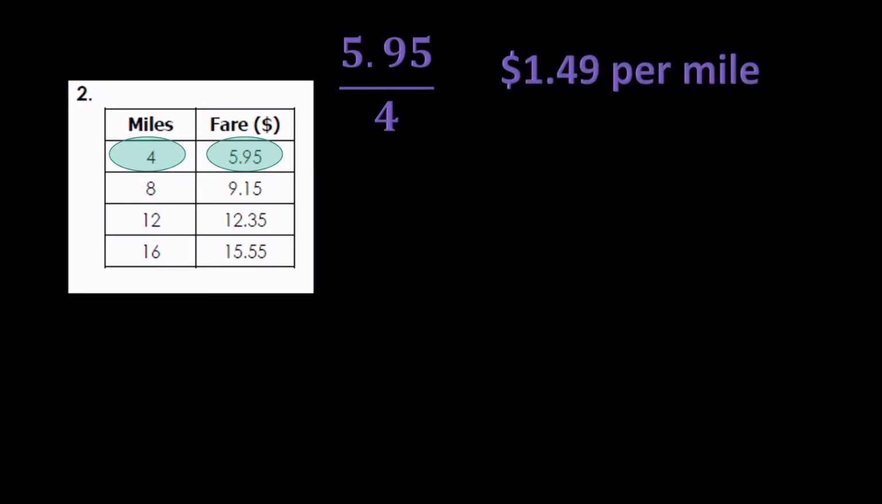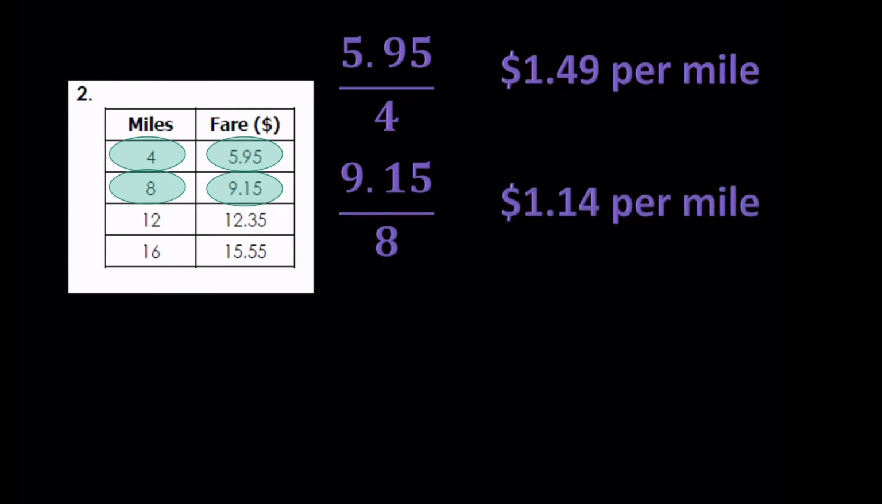So let's look here. This is miles and the cost of our trip. If we look at this, it's $5.95 for 4 miles. So if I set this up and find it, that means it's $1.49 per mile. I can do the same thing on my next one. It's $9.15 for 8 miles. It's $1.14 per mile. Right away, we can stop. It is not proportional. You don't have to go find all the other ones. Once you find that the rates are different, you know that the relationship between miles and money is not proportional. It's not constant, meaning there's not a linear relationship.